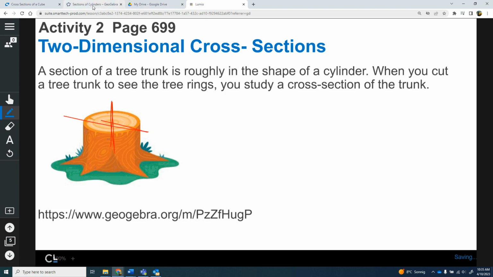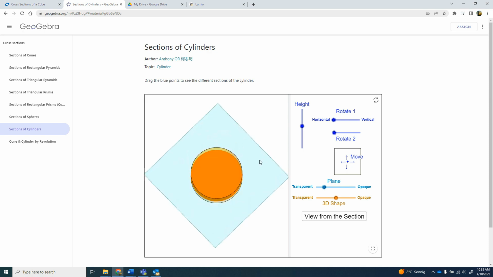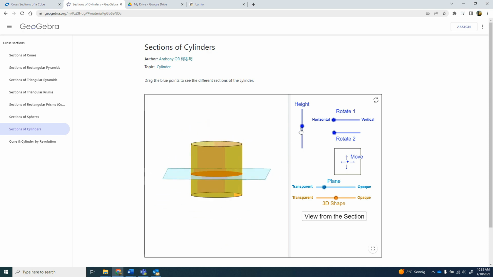And to help visualize that, I found this fun thing. So here I have a cylinder, we'll call it a tree. And if I cut it where this square is, I'm cutting it this way, and then the shape that is made is circular. If I move it up or down, doesn't matter, still circular.